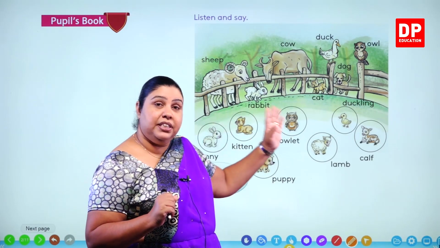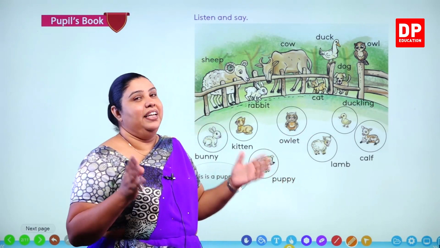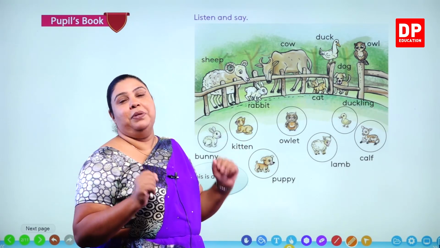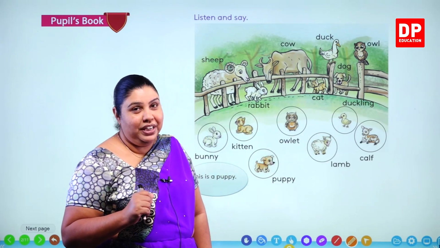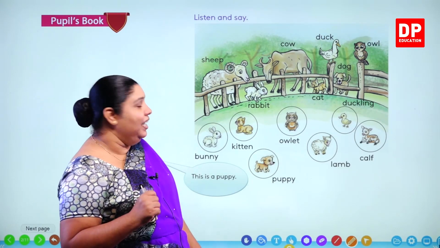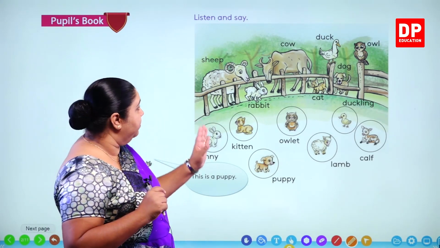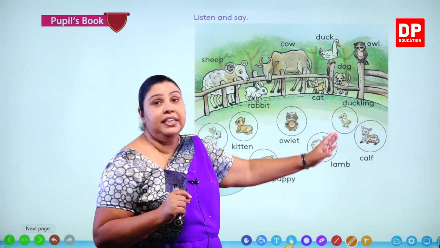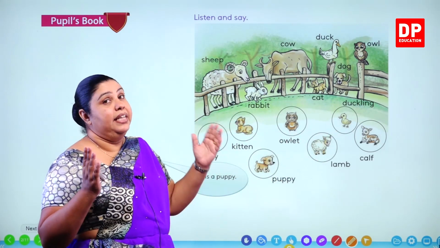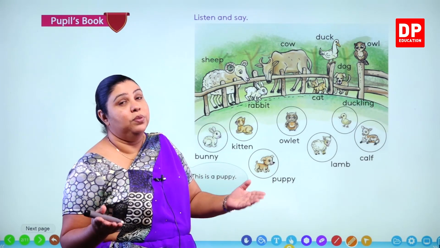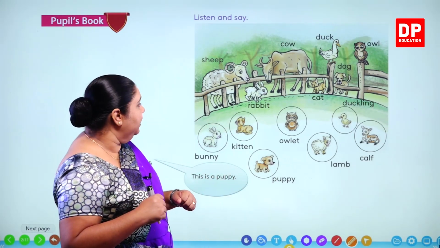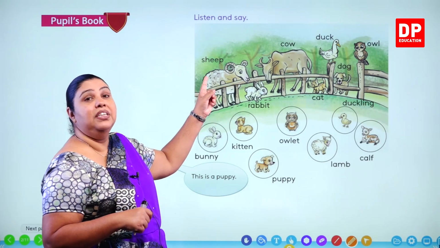Sometimes if these pictures are not very clear, I have brought you beautiful pictures of all these little animals and their babies. Okay, so we will take a look at that. But first of all, we will listen and say the words in your pupil's book. You have to listen and then say the names. So first, I told you that we have the sheep.